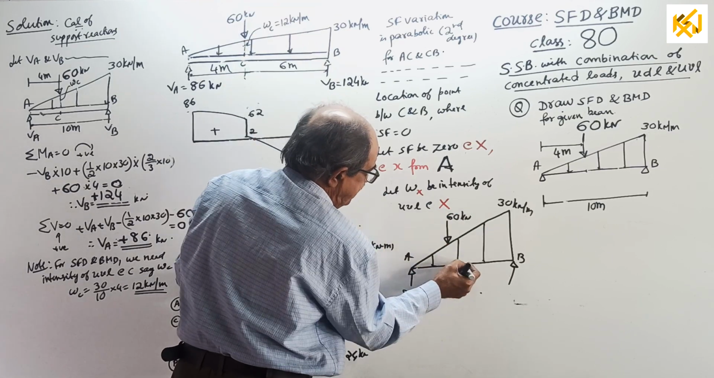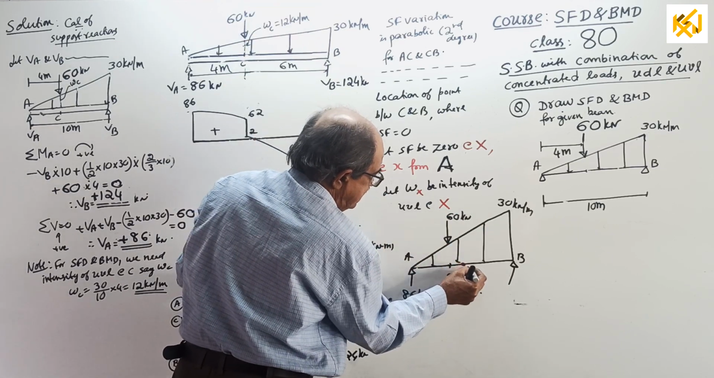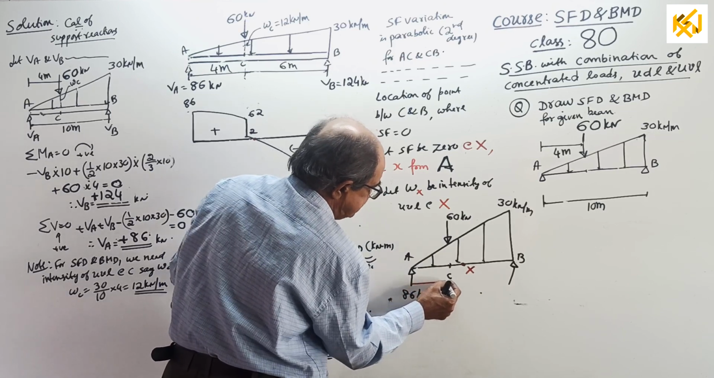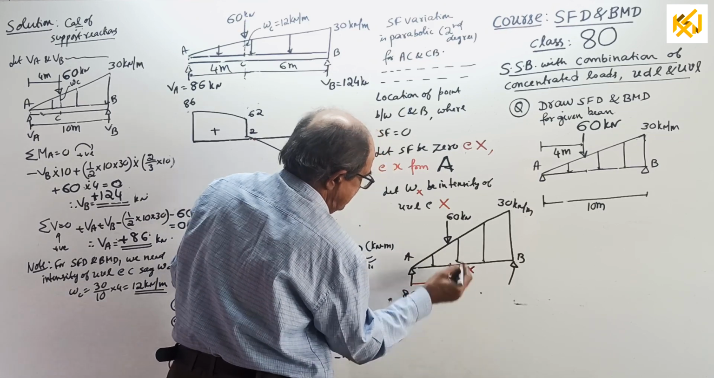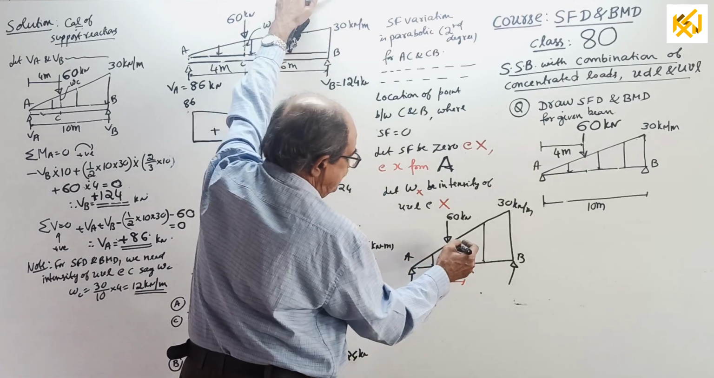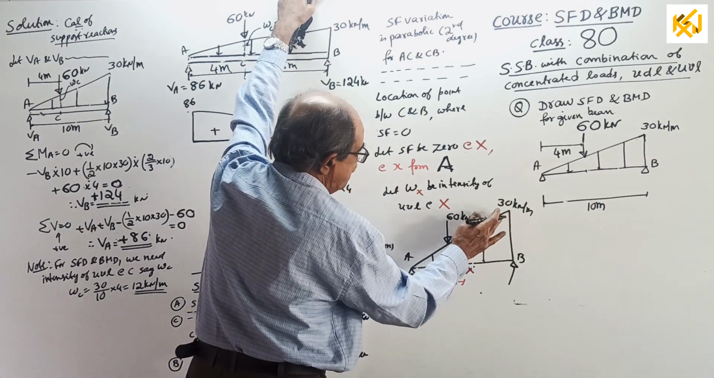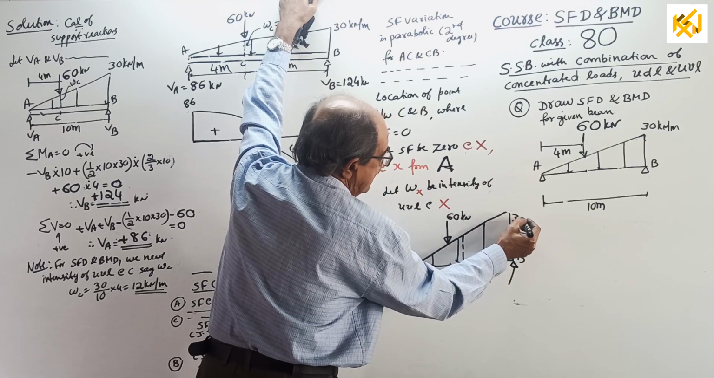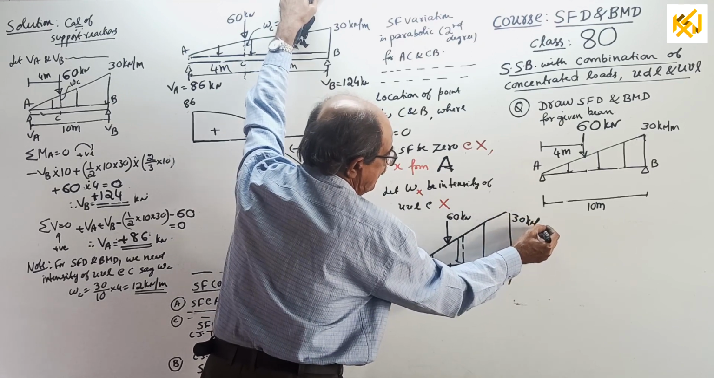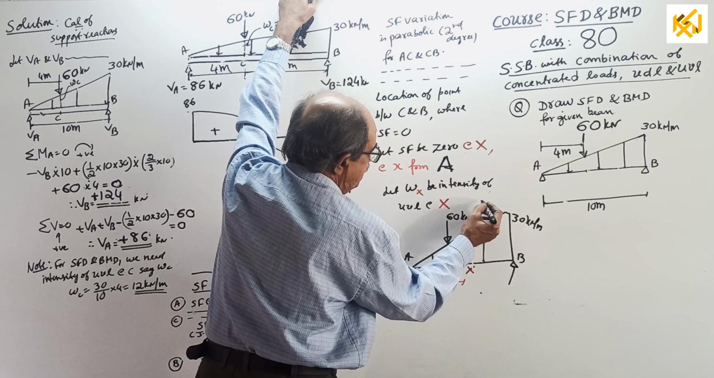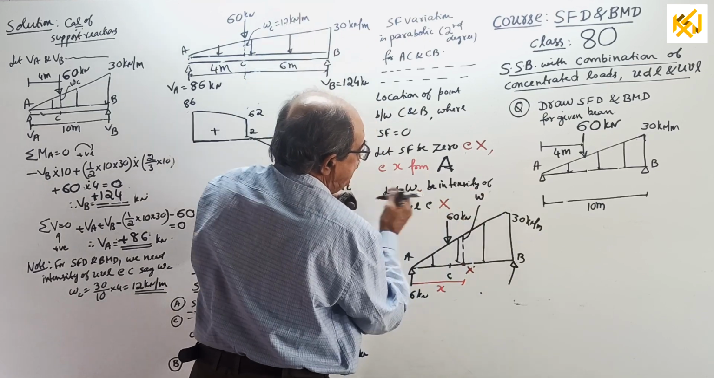Our point X is somewhere here. We are taking X from here. Now, this intensity we are going to write. I shift 30 this side. I will put 30 kN per meter here because I can make the entry here. This will be W suffix x.